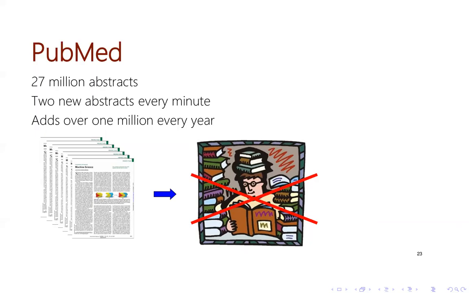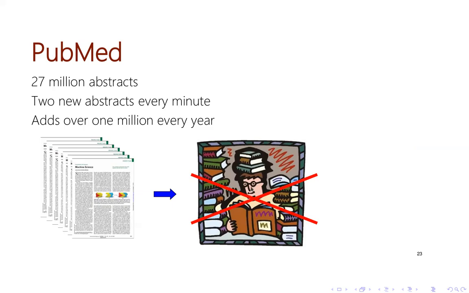So this number here is a bit more than a year old. There's probably a lot more because in addition to the millions of abstracts that are already in there, it adds roughly 2 new abstracts every minute, meaning more than 1 million every year. So nowadays, it is impossible for a human to stay up to date, even for a scientist, for a researcher in a very limited subset of the literature.